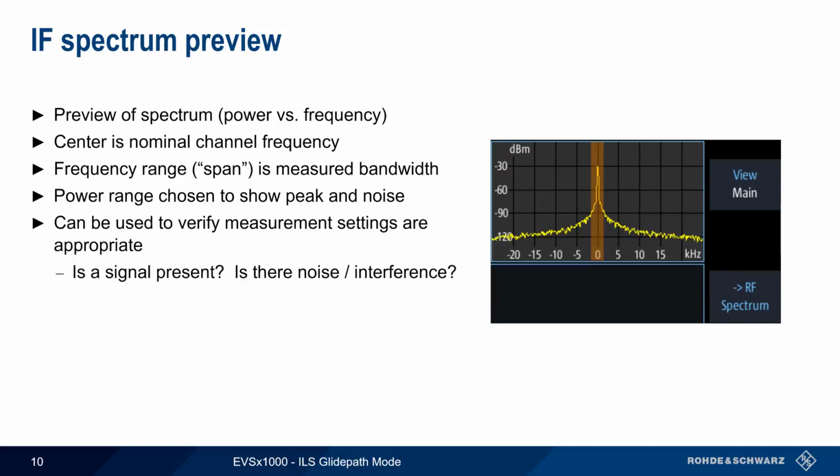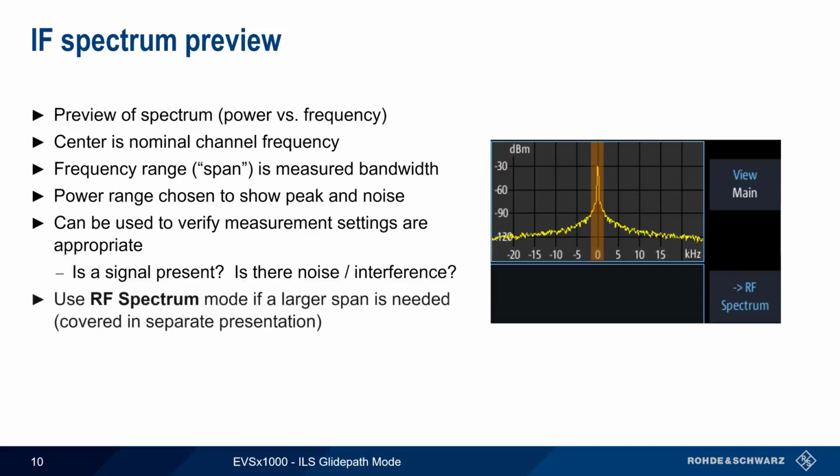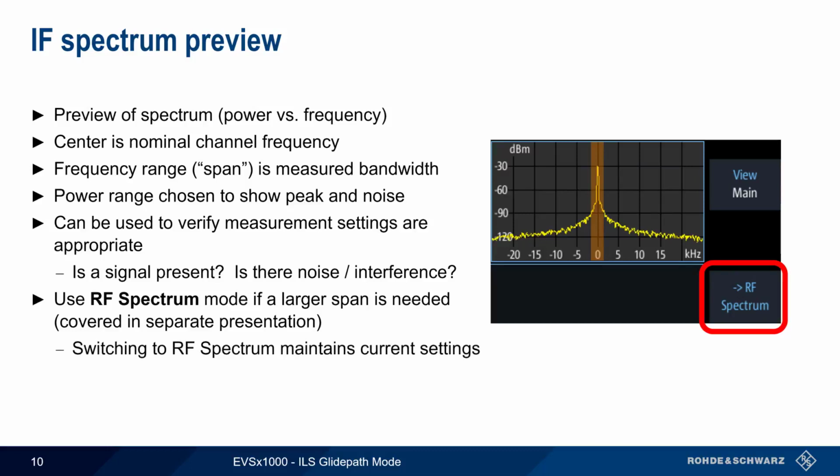Although the EVS automatically chooses the frequency range or span to be used based on the nav aid type, RF spectrum mode can be used to choose a larger span if needed. This is covered in a separate presentation. Note that if RF spectrum mode is chosen, the current settings, such as channel frequency, are transferred to that mode.